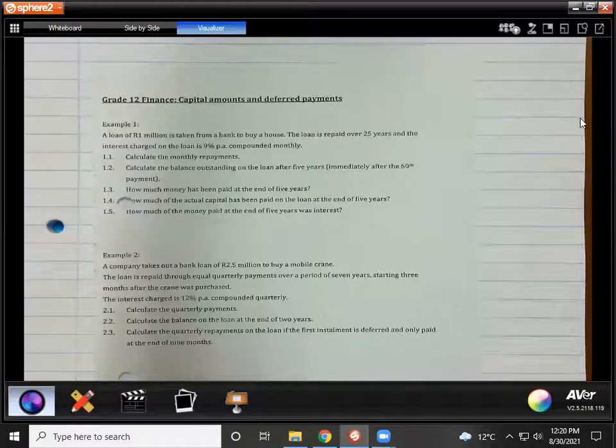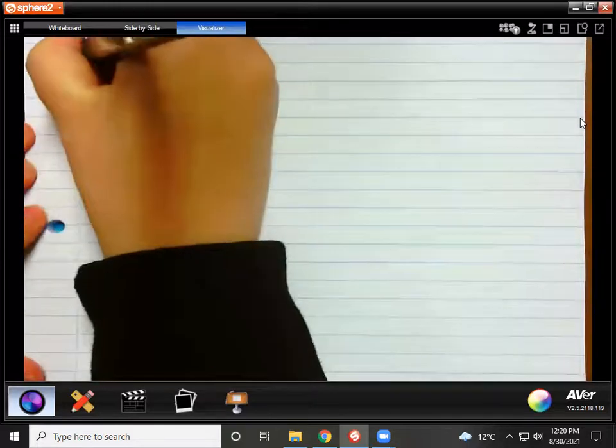Okay, if you want, you can write a new heading, deferred payments, but yeah, I don't know if you guys still had space. It depends on your setup.